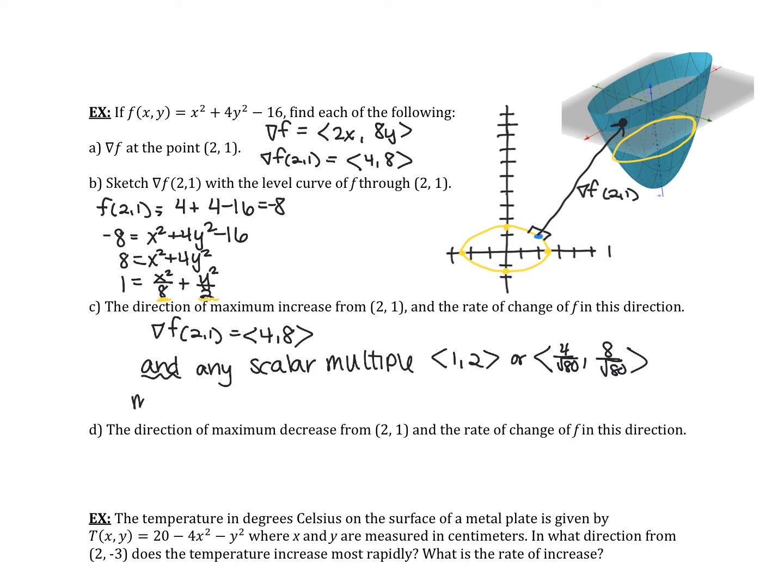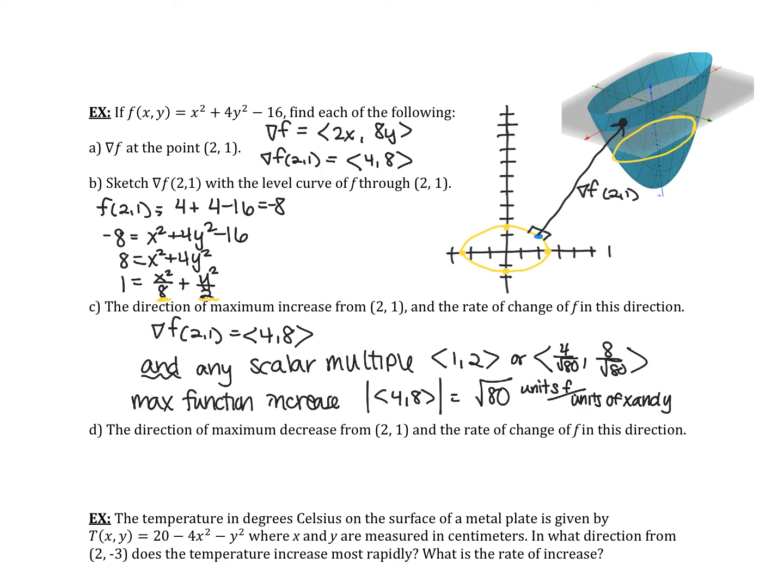Now, if we talk about the max function increase and how much that is, the max function increase would be the magnitude of (4, 8), which would give me root 80. And when we talk about the units of this, it would be the units of f divided by the units of x and y. Ours didn't give us any units, but that's what it would look like.